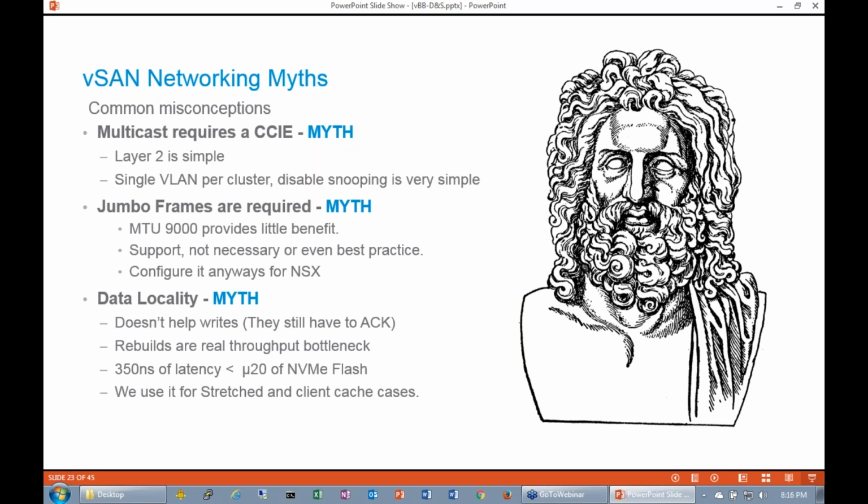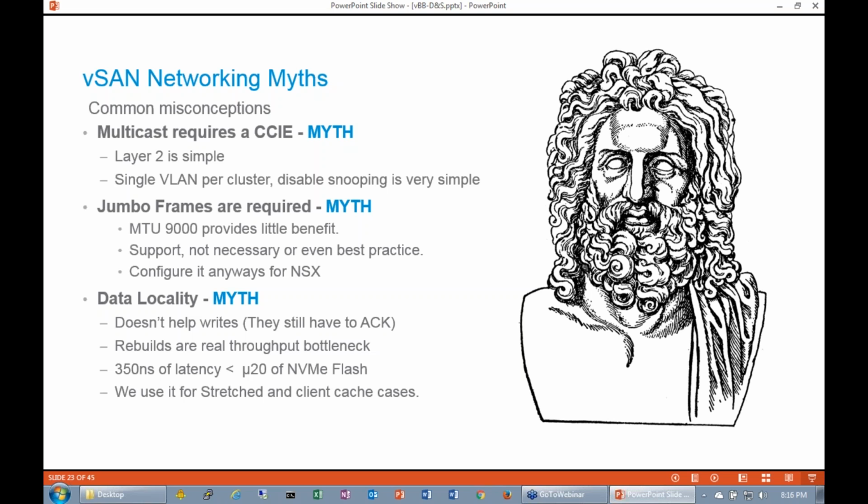Now, another thing that's really important when it comes to the network: you don't have to have data locality. Some of our competitors will say, oh, data locality is the best. I'm not going to say that data locality doesn't have benefits at times. It does.